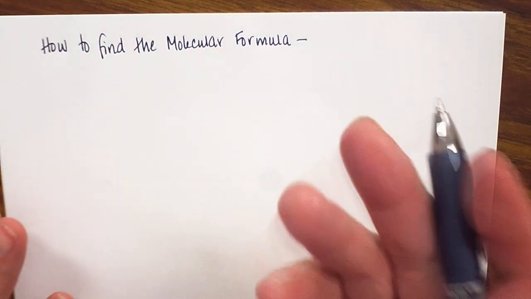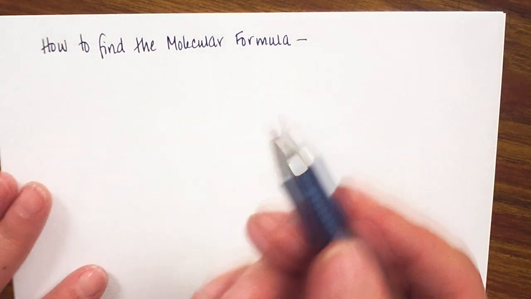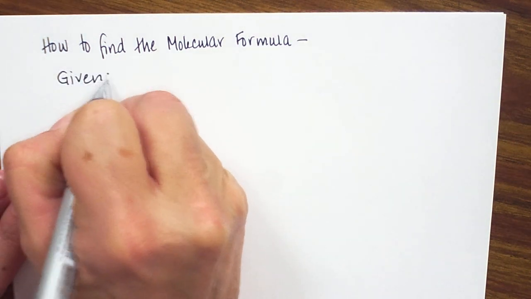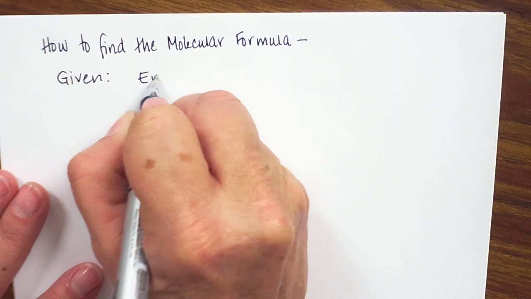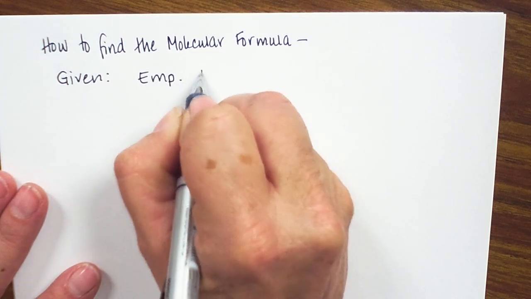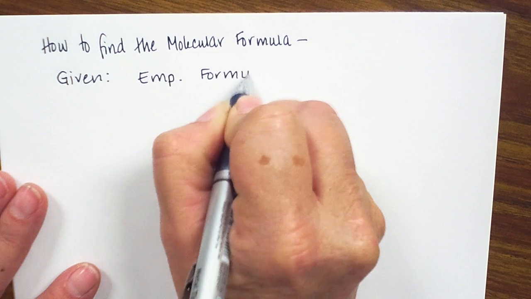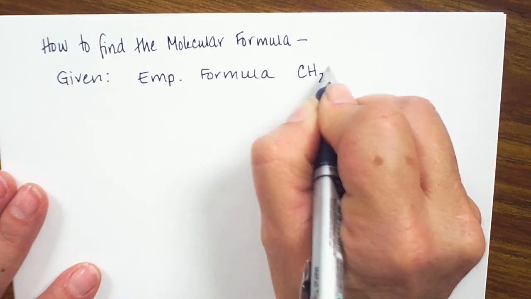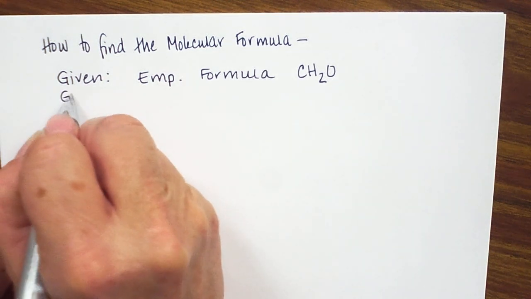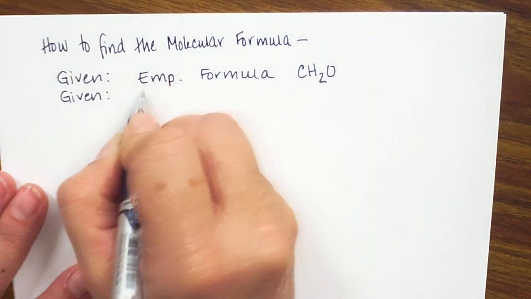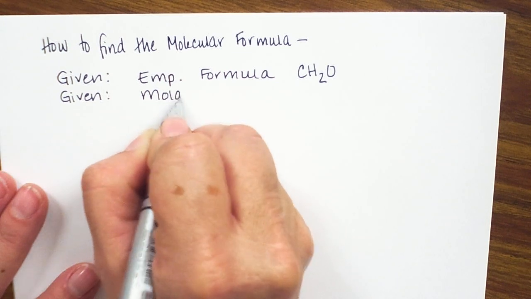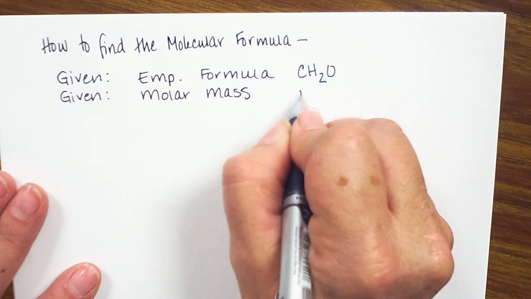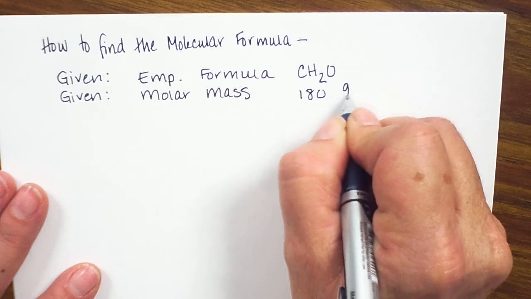So in this simple problem that we're going to use as an example, we are given the empirical formula, which is CH2O. And also given is the molar mass, which is 180 grams per mole.